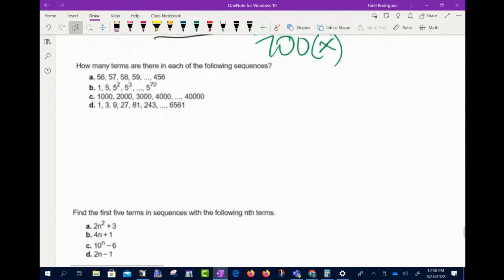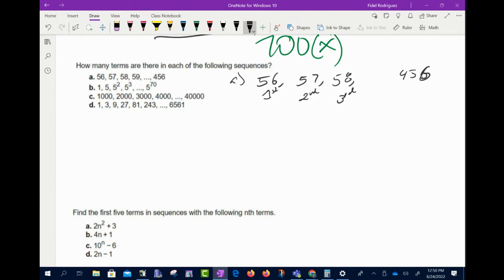Okay. So let's take a look at this next one here, y'all. It says, how many terms are there in each of the following sequences? Okay. So look, let's do it like this. Part A, we have 56, we have 57, 58, all the way down to 456. Okay. Do y'all agree that each of them are going up by one? Okay. So remember, since that's my first term, that's my second term, that's my third term.